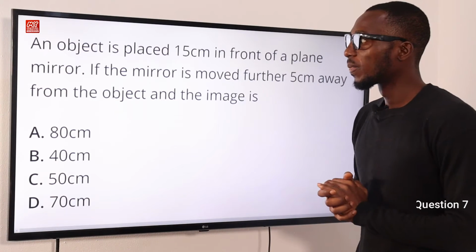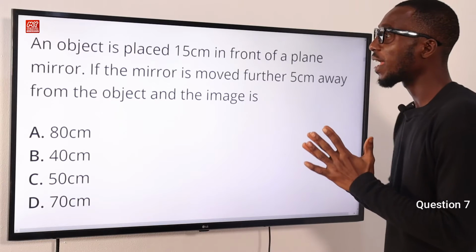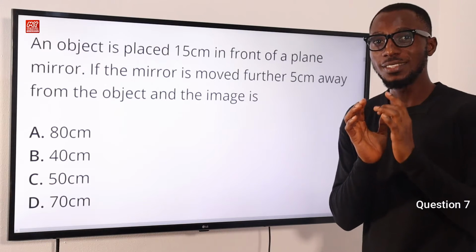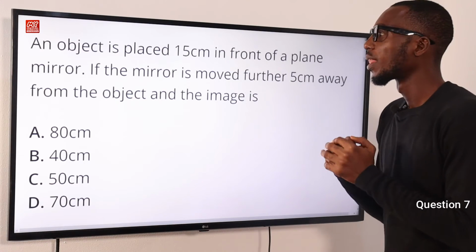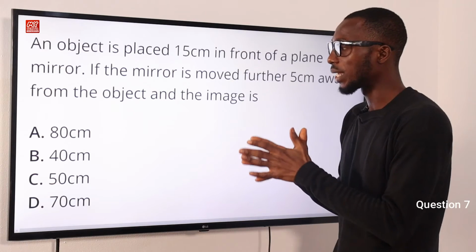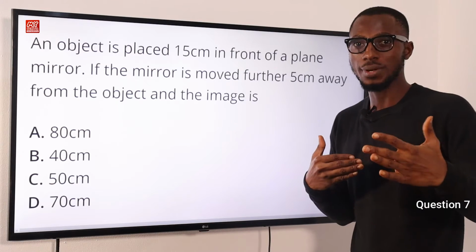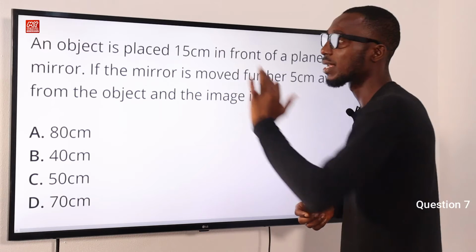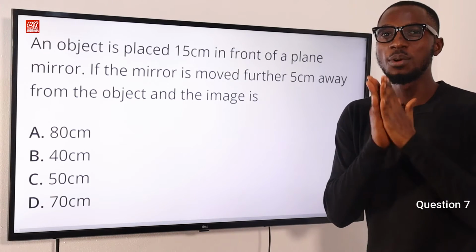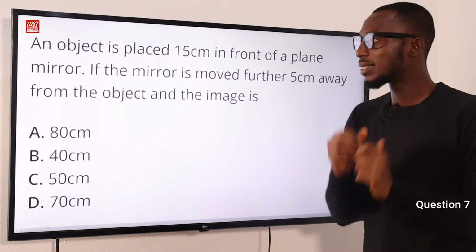Question 7. An object is placed 15 centimeters in front of a plane mirror. So the object distance for now is 15 centimeters. If the mirror is moved further 5 centimeters away from the object, so that means we have increased the object distance by 5 extra. So 5 plus 15, that tells you 20 centimeters. So right now we can confidently say that the object distance is 20 centimeters.